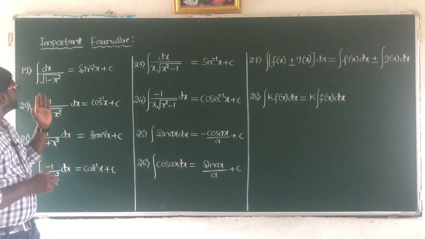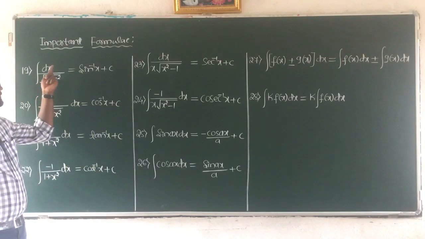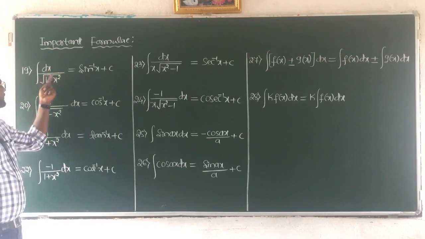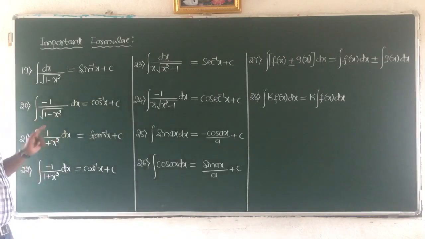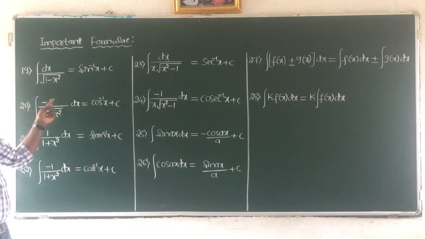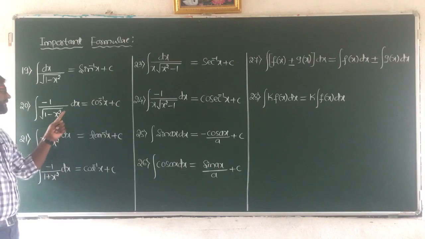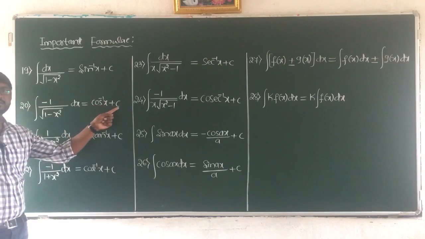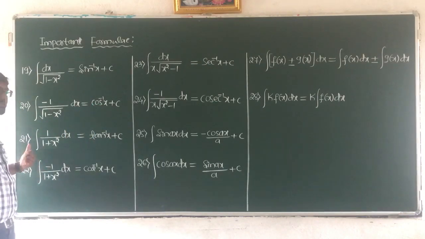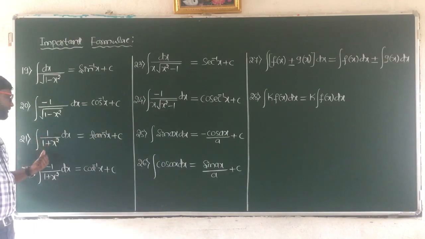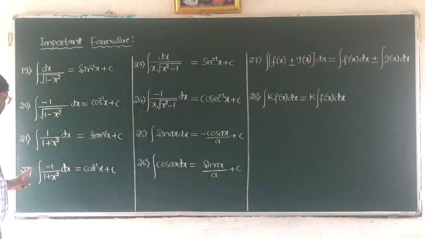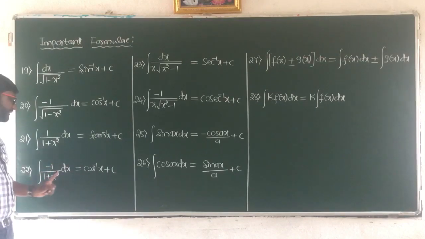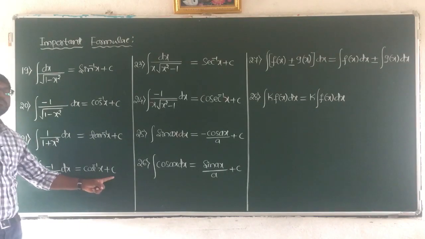The next formula, the 19th one, integral dx upon square root of 1 minus x square equals sin inverse x plus c. The 20th one, integral minus 1 divided by square root of 1 minus x square dx equals cos inverse x plus c. The 21st, integral 1 divided by 1 plus x square dx equals tan inverse x plus c. And the 22nd, integral minus 1 divided by 1 plus x square dx equals cot inverse x plus c.